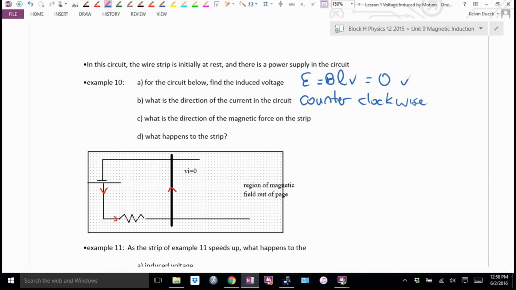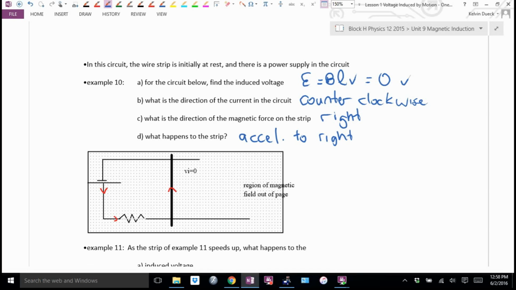But the questions that we've just answered, what's the direction of the magnetic force on the strip? What did you guys say? Which way is the strip going to feel a force? To the? What happens to the strip? It's going to accelerate. To the right. With me so far?